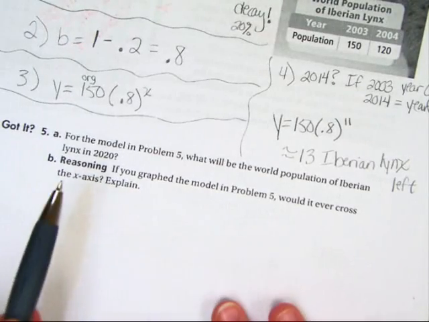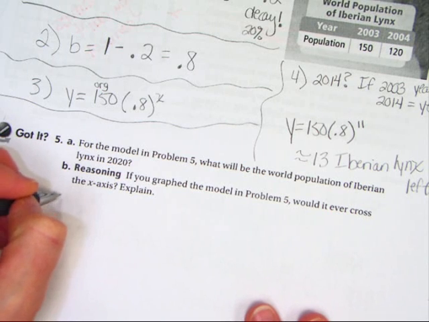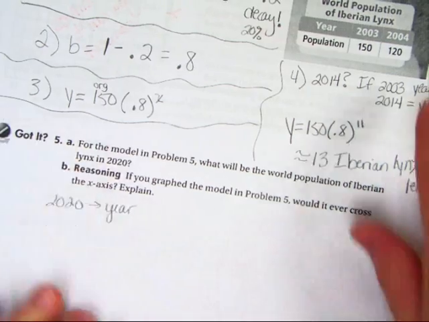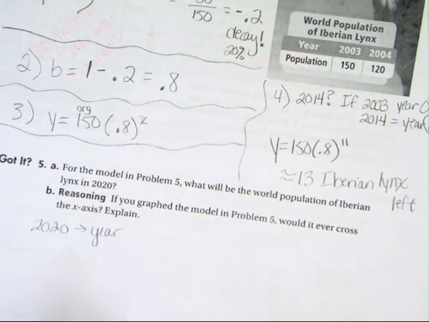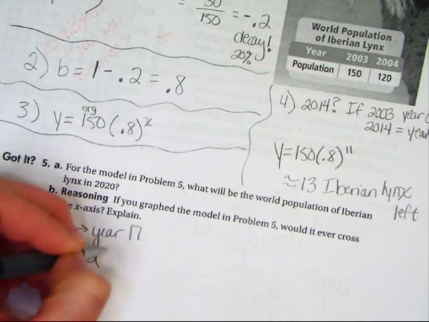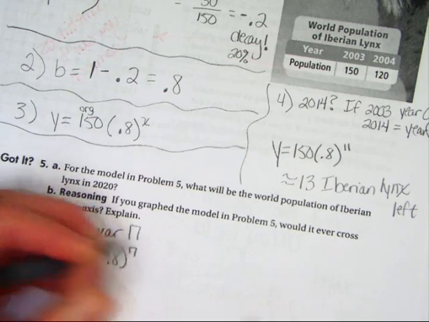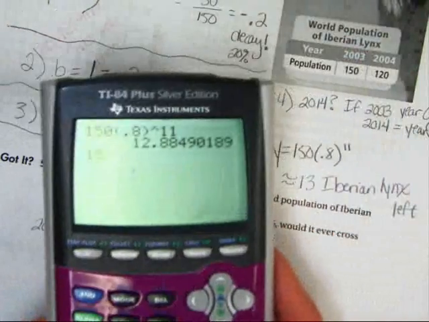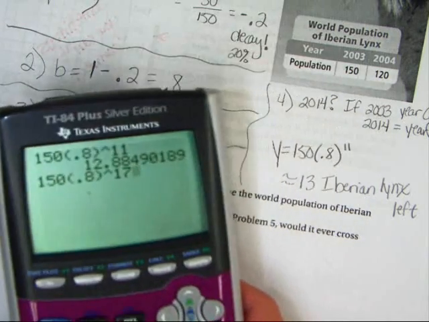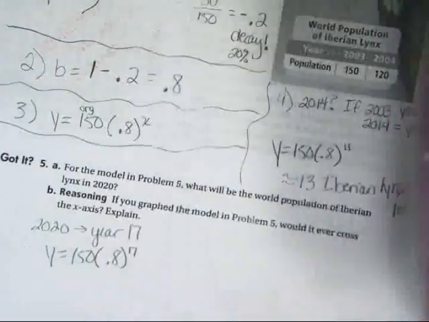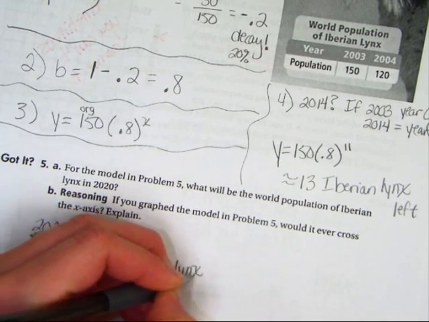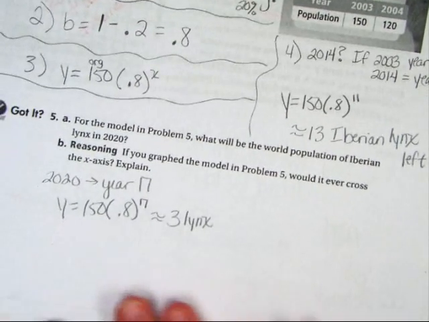Now, in 5A, they say, what about in 2020? Well, remember, if 2003 was year 0, 2020 would be year 17. So I do y equals 150 times 0.8 to the 17th power. So there will be about 3 lynx left. So it's definitely shrinking very quickly, isn't it?